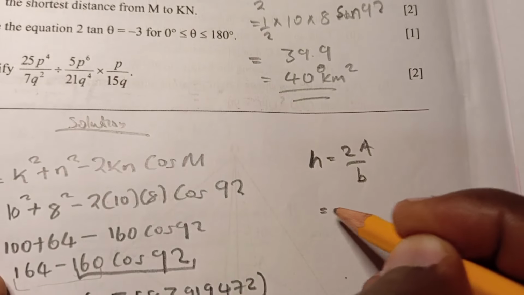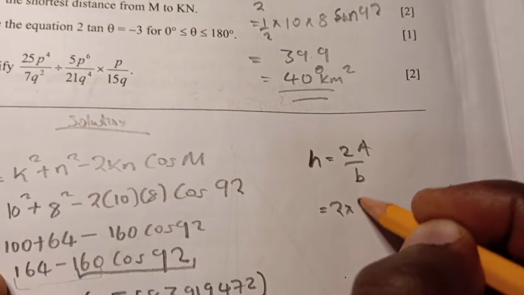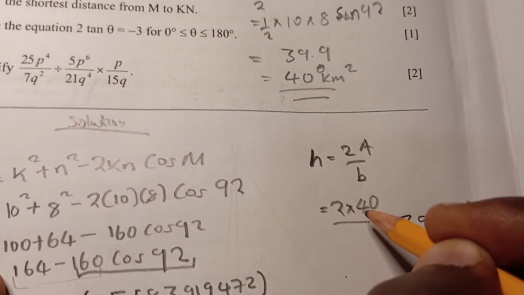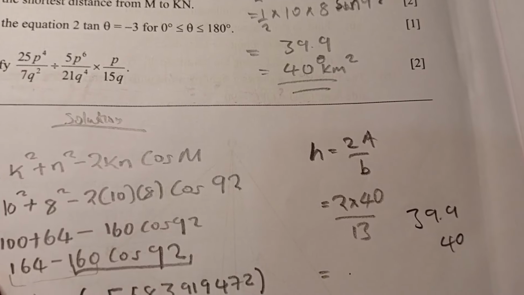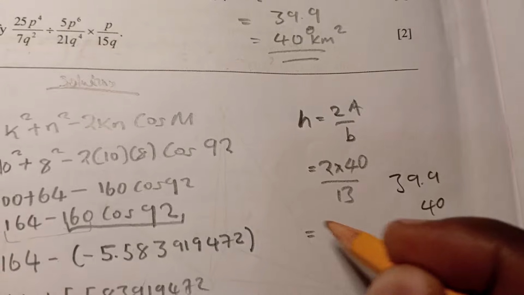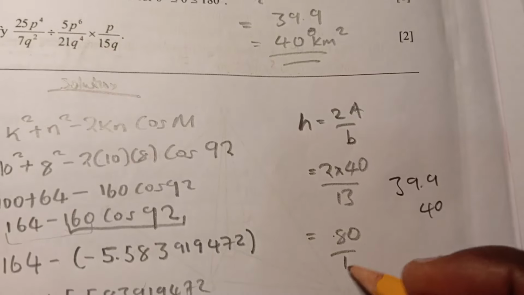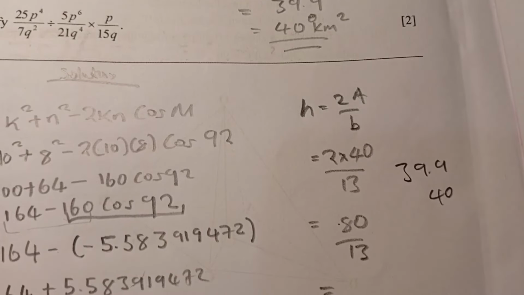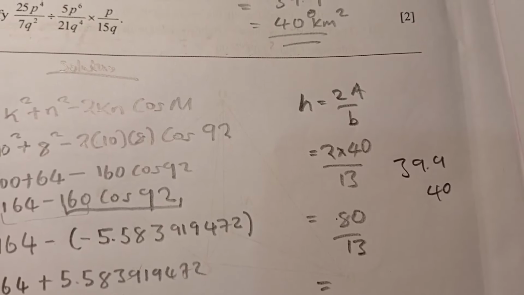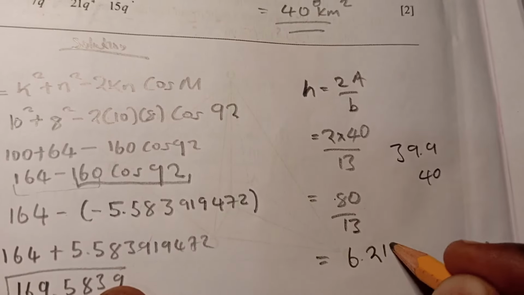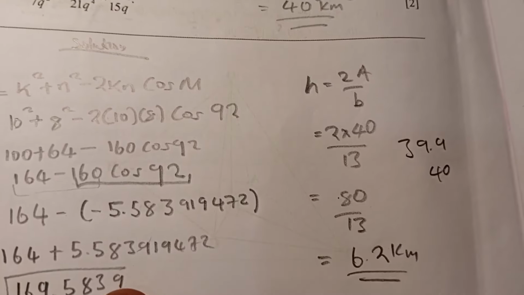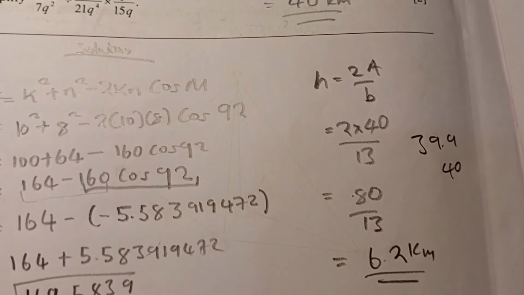So this will be 2 times the area, we found 40, over the base, that is 13. Then we find the answer here, 2 by 40, that will be 80 over 13. Then we calculate for the answer. This will give us 6.2 kilometers. That's our shortest distance. Okay, so that's the question.